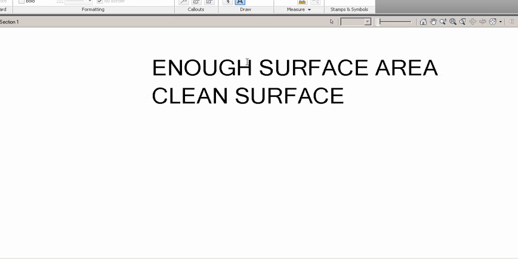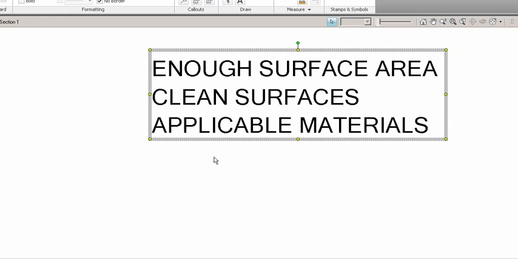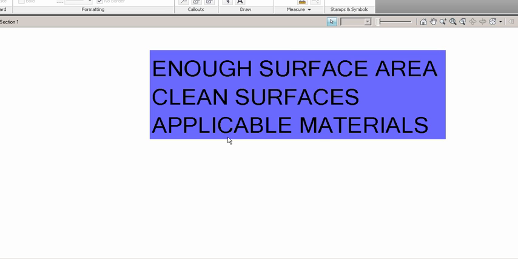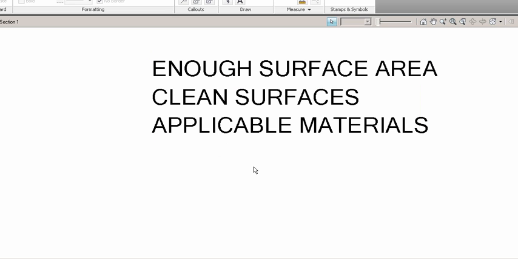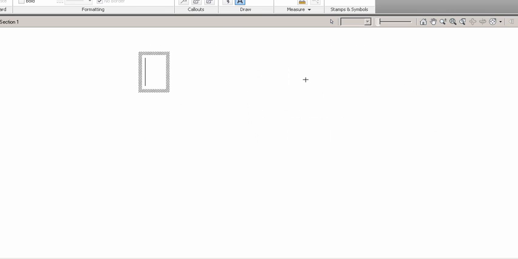And of course, applicable materials. Essentially meaning that the parts you're going to bond, or the actual adhesive you're going to use on those parts, is rated for those particular materials in question. The adhesive bonding process obviously can be manually performed.